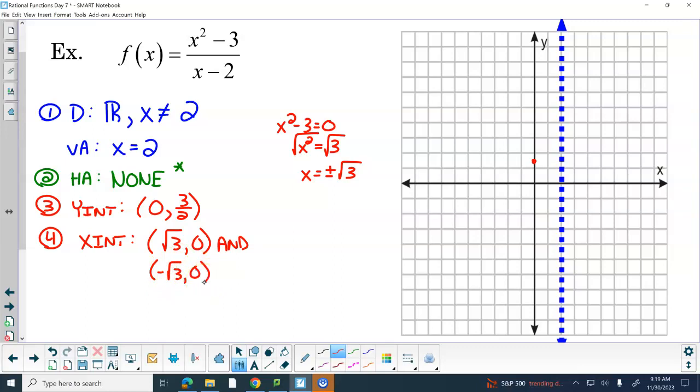That's a great question. How would I put that on the graph? What is the decimal approximation of the square root of 3? 1.7-ish. Smaller than 2, because the square root of 4 is 2. Bigger than 1, because the square root of 1 is 1. So 1.7 would be right there. Negative 1.7 would be right there. Step 5 was holes, right? None.